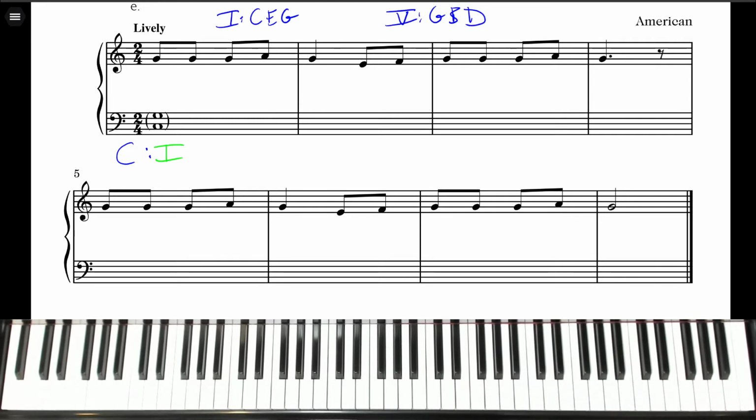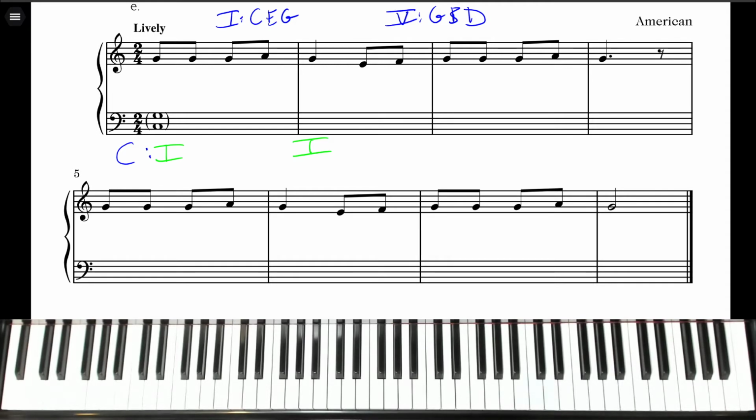Second measure, we have a G. G is common in both chords. E is common in the 1 chord. F is not common in either chord. So we'll stay with the 1 chord since we have 2 common tones. Next measure, we have G, G, G, A, G.